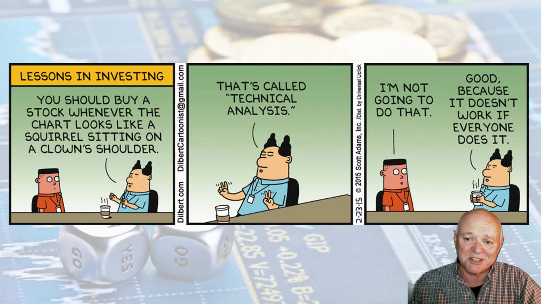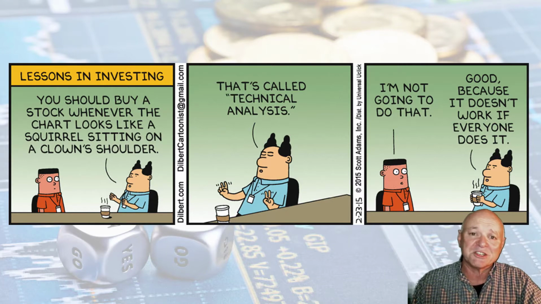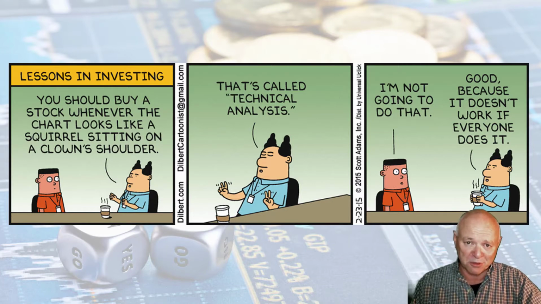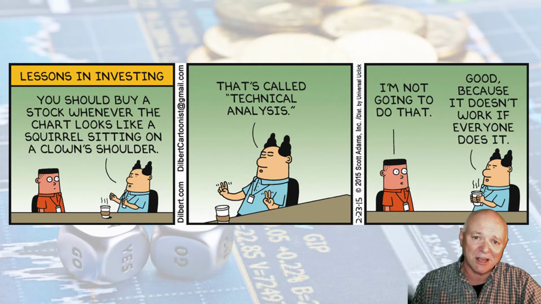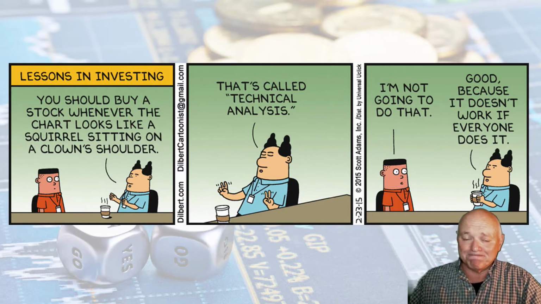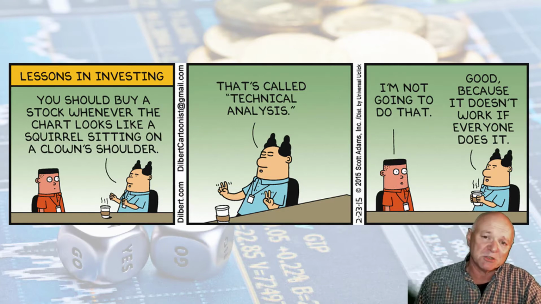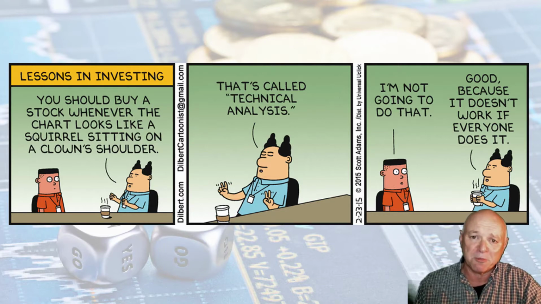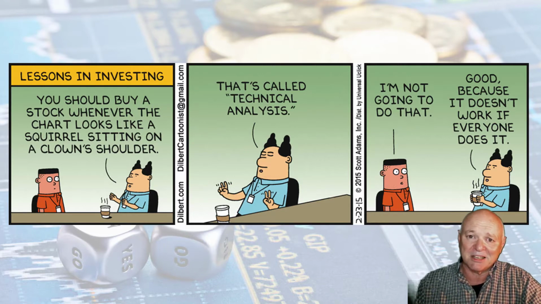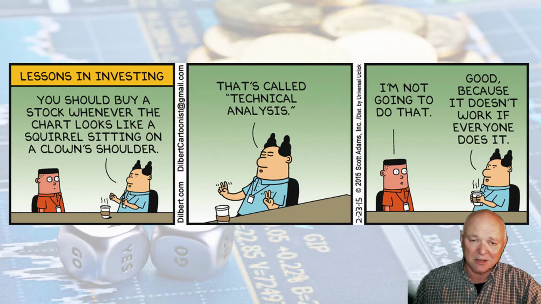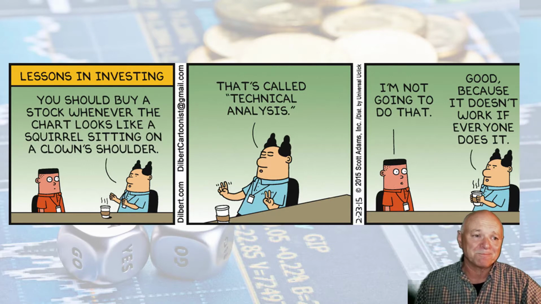In this example from Dilbert, you can see the boss lecturing the young intern about stock investing, essentially saying that you should buy the stock whenever the chart looks like a squirrel sitting on a clown's shoulders. The intern says, yeah, that doesn't sound like it makes sense. And then the boss says, well, that's okay because it doesn't work if everybody does it, implying that it's always worked for him. Well, clearly there's going to be more to this than that particular type of formation, but in some ways he's just about right on.